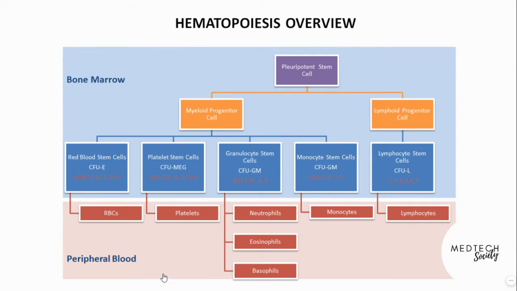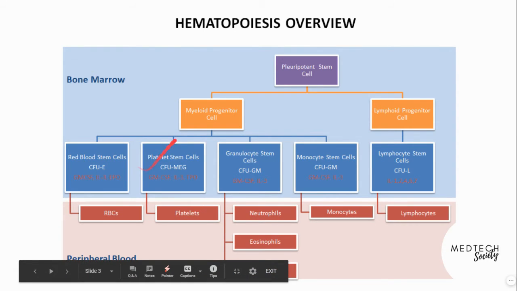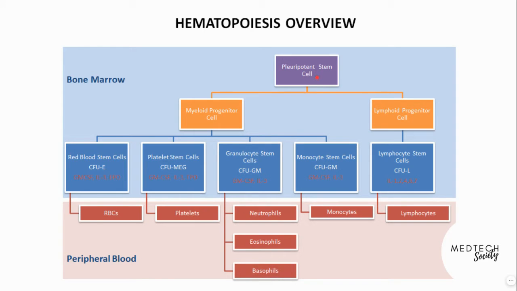Okay, so this is an overview of the hematopoiesis. It starts with a pluripotential stem cell. Okay, so this pluripotential stem cell is also called a multipotential stem cell or a pluripotent stem cell. Now, this is divided into two, the myeloid line and the lymphoid line.